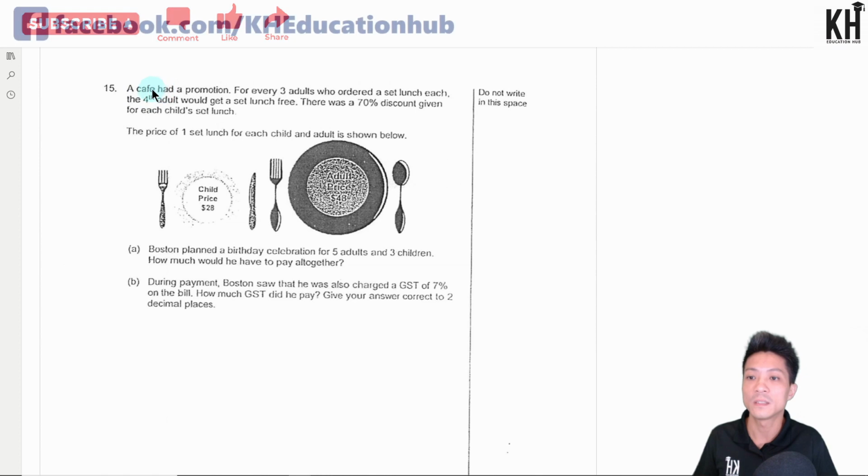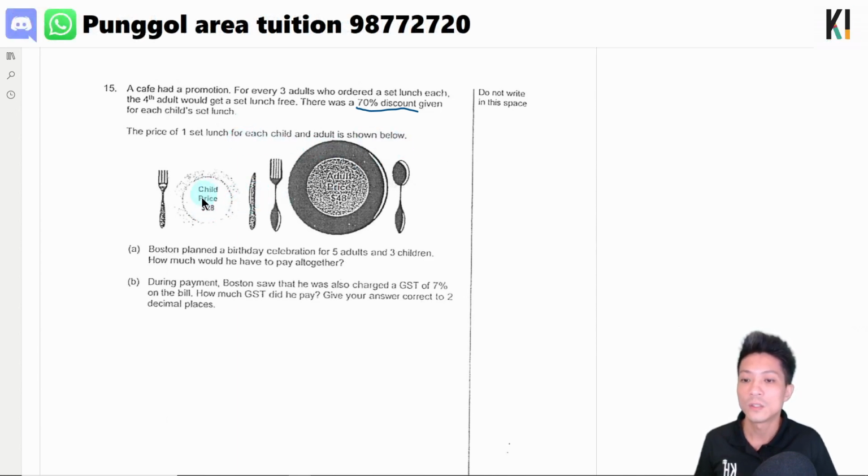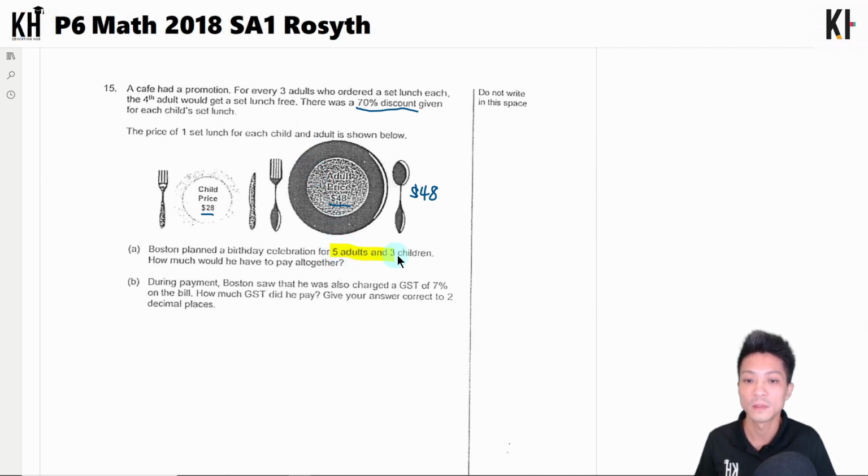Question 15. The cafe had a promotion for every 3 adults who ordered a set lunch each. Okay, the 4th adult will get a set lunch free. There was a 70% discount given for each child set lunch. Okay, the price of 1 set lunch for each child and adult is shown below. So the child price is $28. Okay, the adult one is 48. In case you can't see. Okay, Boston planned a birthday celebration for 5 adults and 3 children. Okay, how much would he have to pay altogether?